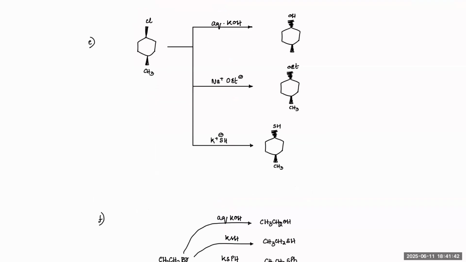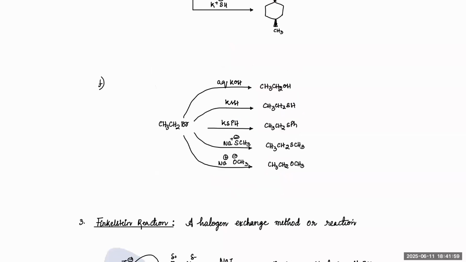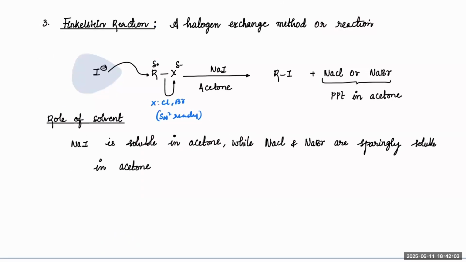Next, check out all these cases. If you have aqueous KOH, remove this, OH will come. You will get the inverted form. And alkoxide, same logic. SH minus, same logic. Got it? All of these are good nucleophiles. Done?